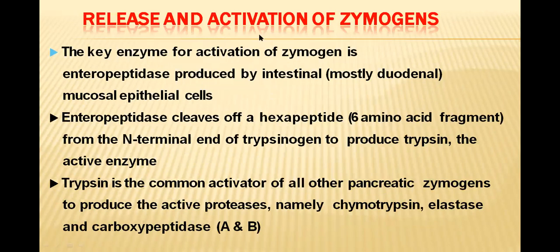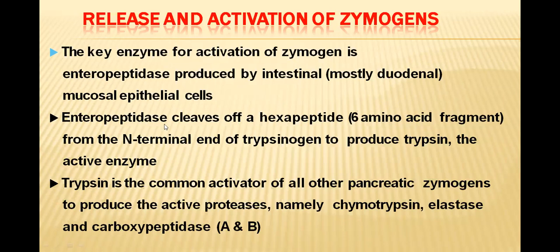So, release and activation of zymogens. As we have already seen, the cholecystokinin hormone triggers the pancreas to release zymogens, and these zymogens have to be stimulated by a separate enzyme called enteropeptidase. When the enteropeptidase enzyme acts on zymogens, they will be converted into active enzymes. This enteropeptidase enzyme is produced by the intestinal mucosal epithelial cells, mostly the duodenal mucosal epithelial cells. It acts on zymogens, and these will then be converted into active endopeptidases.